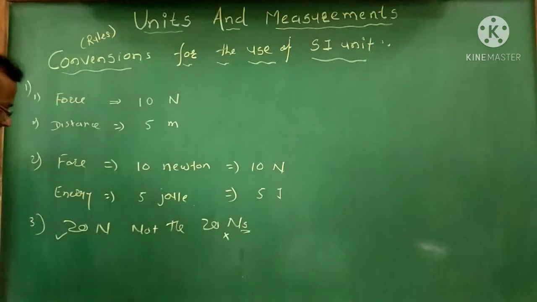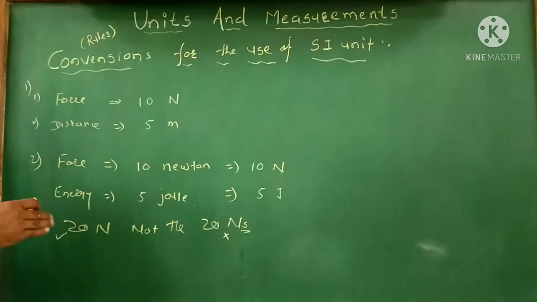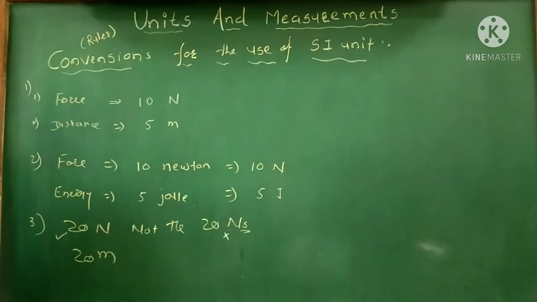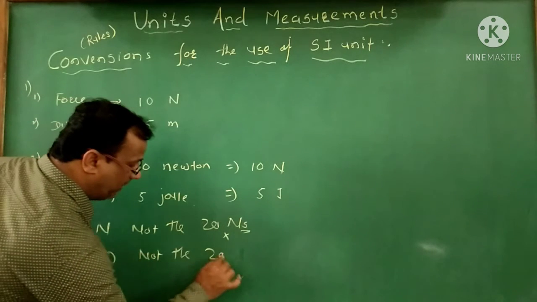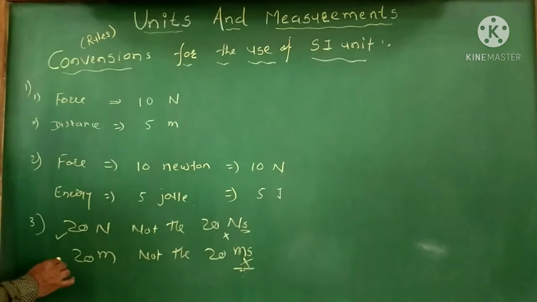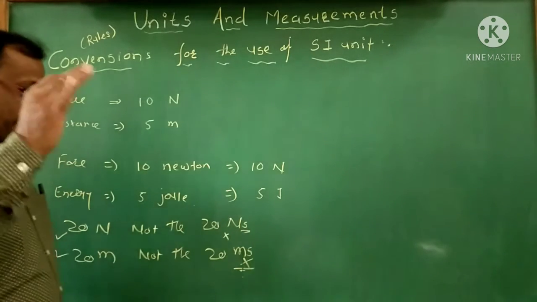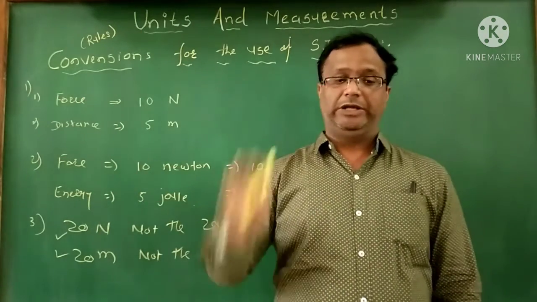Again, the second one, suppose we want to write 20 meters. We write simply 20 meter, not 20 meters. Now this will be the wrong one. Now this will be the correct one. It means that we want to write that unit in singular form, not in the plural form. Again, this is one of the rules to write down the SI unit.